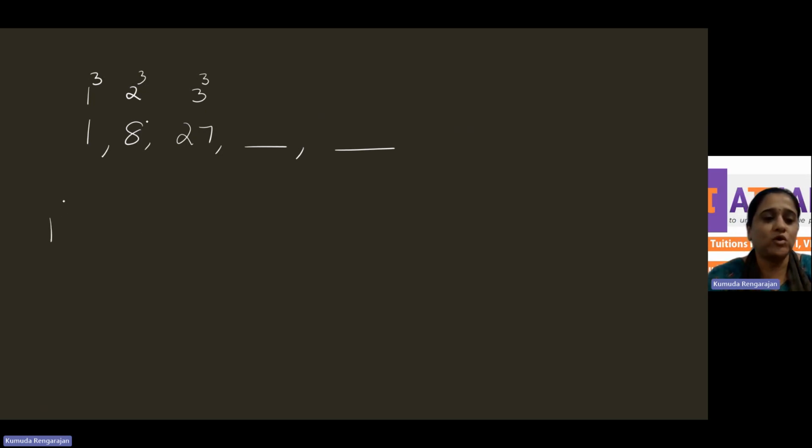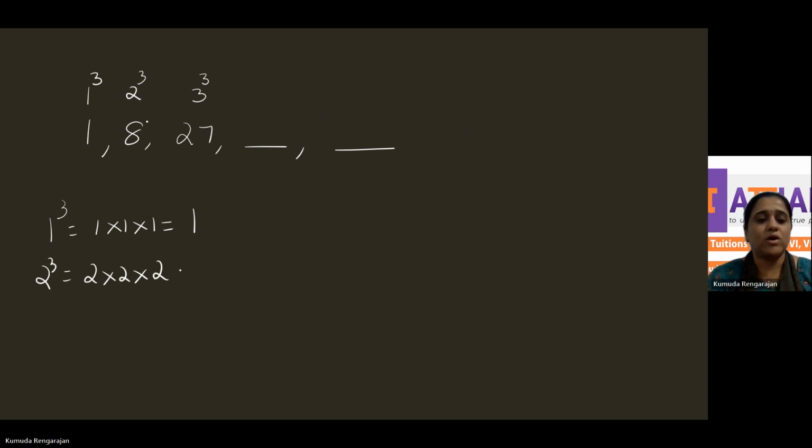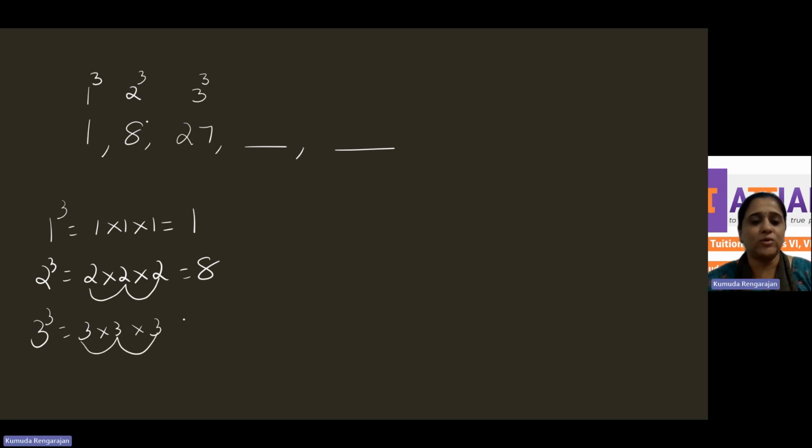See here, 1 cubed means 1 into 1 into 1. 1 multiplied with itself 3 times. Then 2 cubed means 2 into 2 into 2. What is 2 twos? 4. 4 twos are 8. The next term is 3 cubed. 3 into 3 into 3. 3 into 3, 9. 9 into 3, 27.